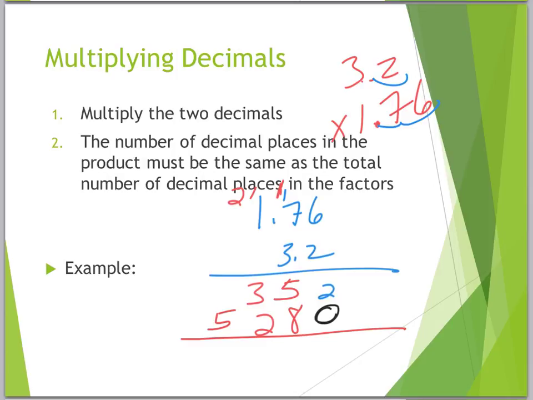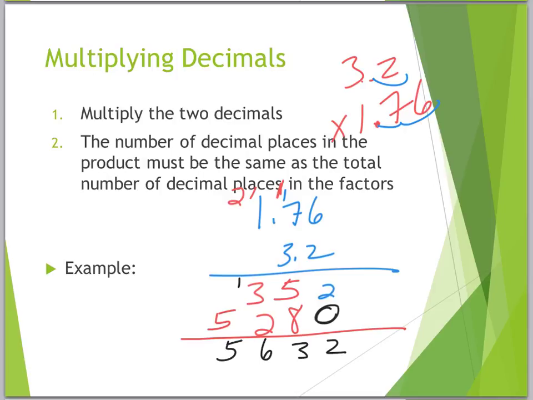I know you're excited, right? 2 plus 0 is 2. 5 plus 8 is 13. Carry the 1. 3 plus 2 plus 1 is 6. And 5 plus 0 is 5.